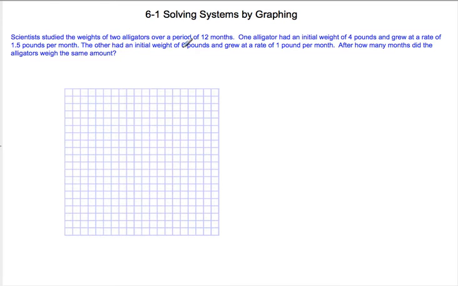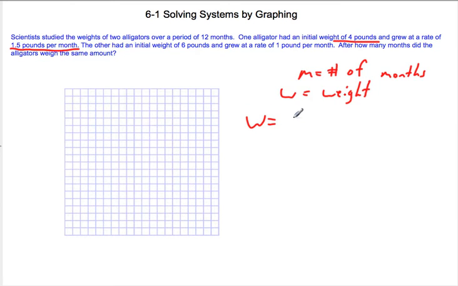So if we say this first alligator here had an initial weight of 4 pounds and grew at a rate of 1.5 pounds per month, and we say m equals number of months, and w equals the weight of the alligator, then the first alligator would have a weight of 4 pounds plus an extra 1.5 times the amount of months.